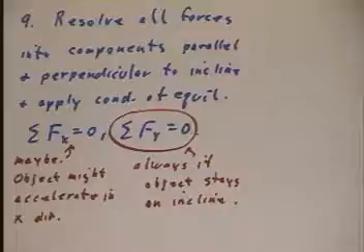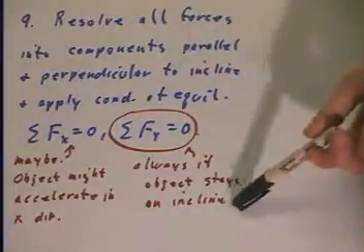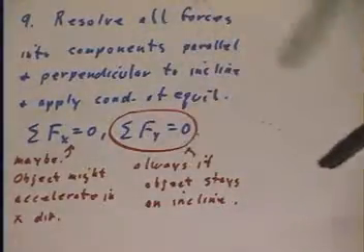Okay, but anyhow, we have y equilibrium, and that usually tells us, for example, that if there aren't any other forces perpendicular to the incline, the normal force will be equal and opposite to the gravitational component perpendicular to the incline. In any case, if the object stays on the incline, this is always the case.